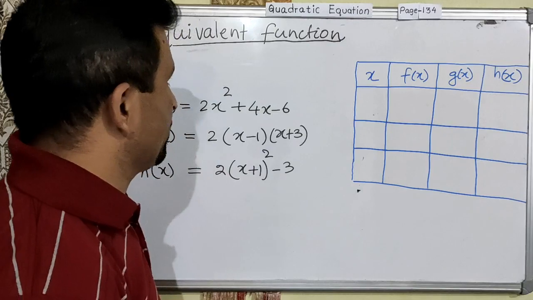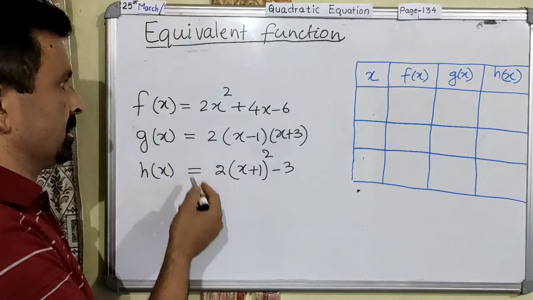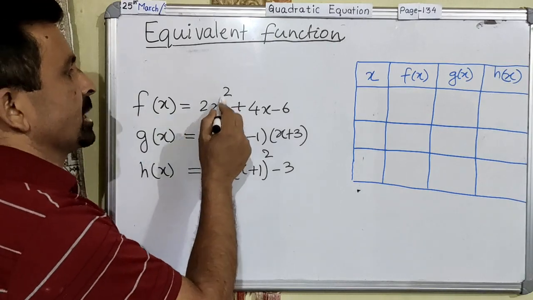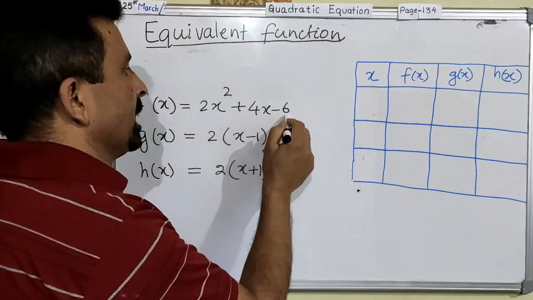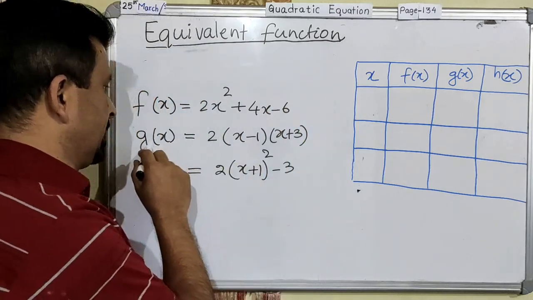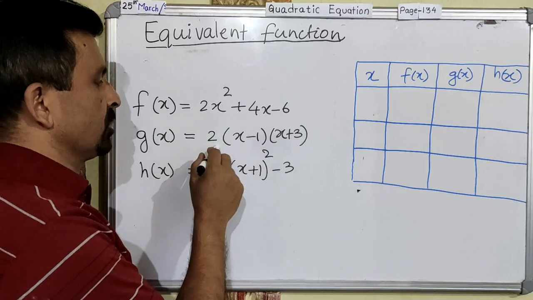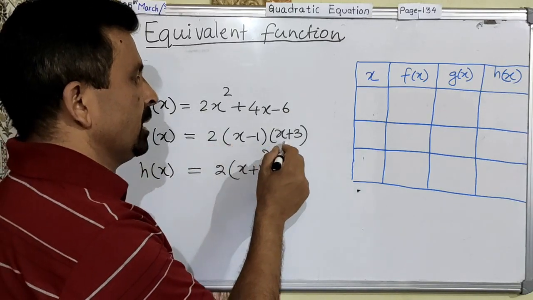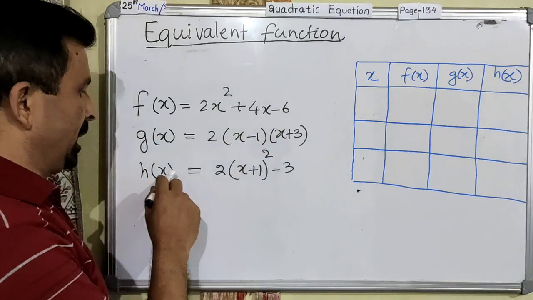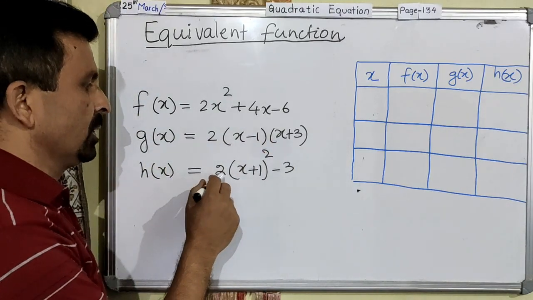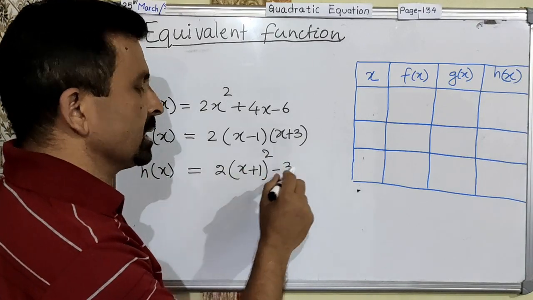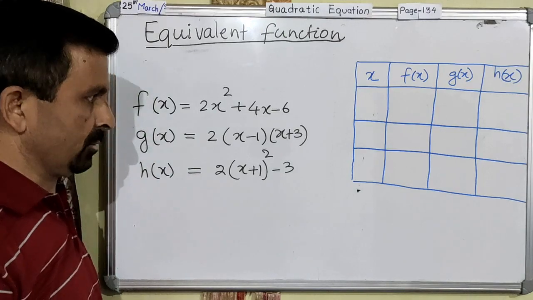So we have three different functions, right? You can see this carefully. Fx is 2x square plus 4x minus 6. This is the standard form of quadratic equation. Another function we have is gx is equal to 2 into x minus 1 into x plus 1. This is the factored form of quadratic equation. And the third one is hx is equal to 2 into x plus 1 whole square minus 3. This is the vertex form of quadratic equation.